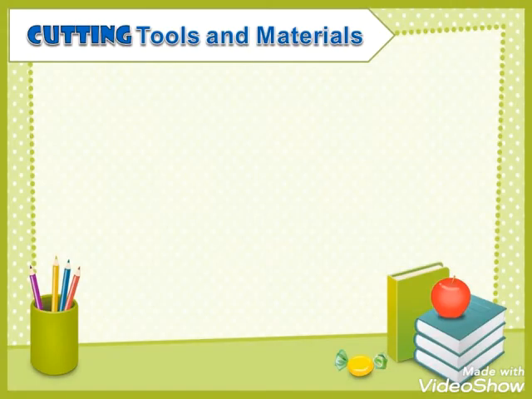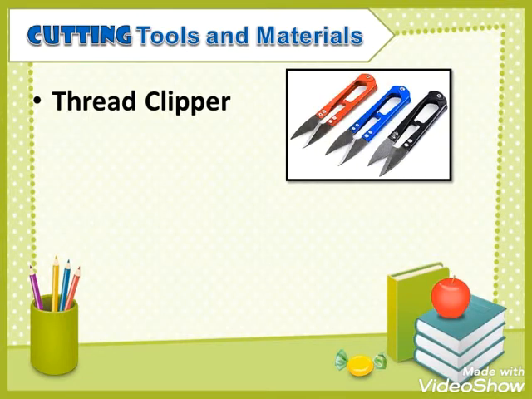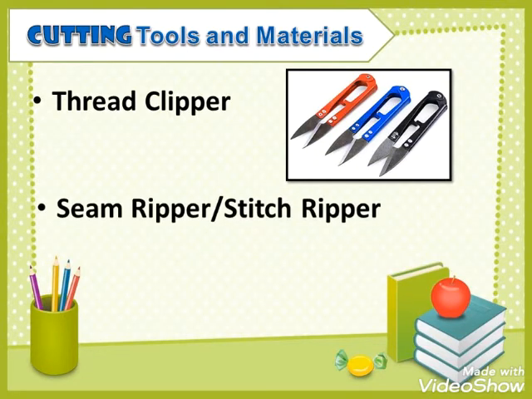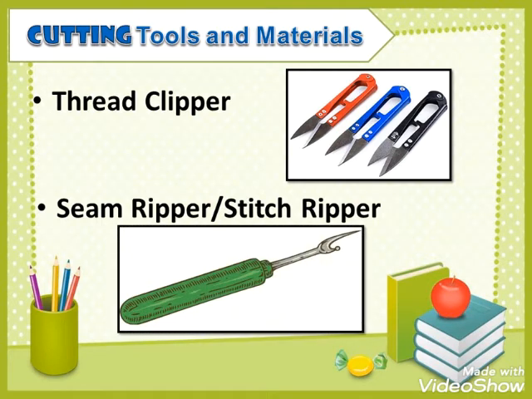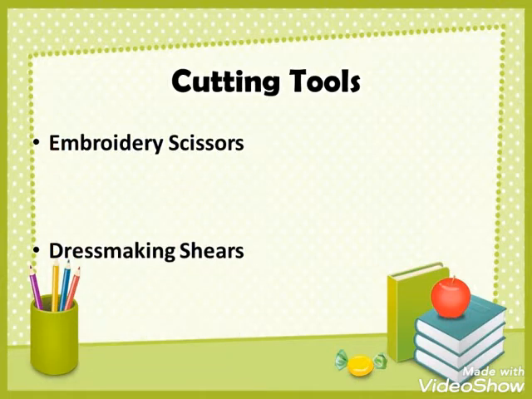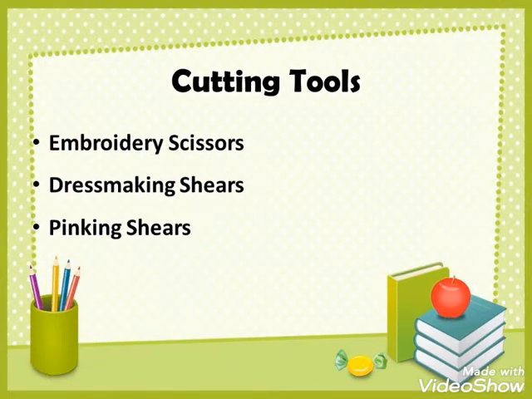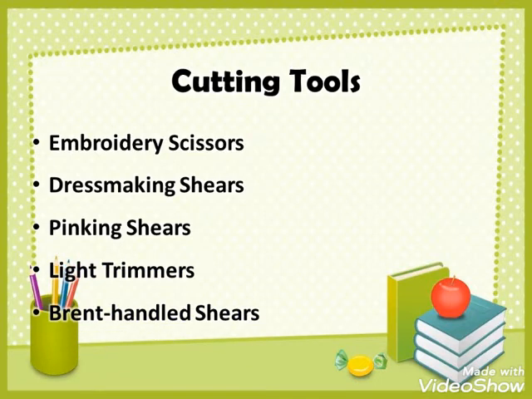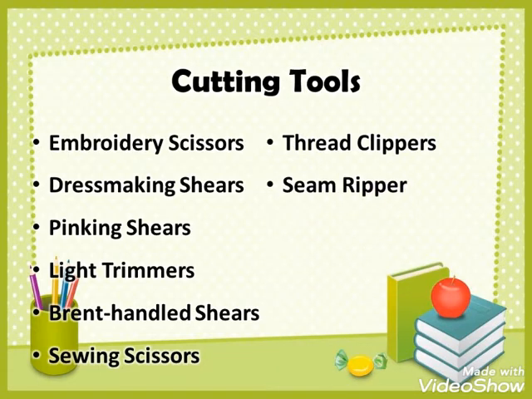We also have the thread clipper. This is a small tool used for snipping thread. And the last, seam ripper or stitch ripper. A small tool made of metal used to remove stitches. For cutting tools, we have embroidery scissors, dressmaking shears, pinking shears, light trimmers, bent-handled shears, sewing scissors, thread clippers, seam ripper or stitch ripper.